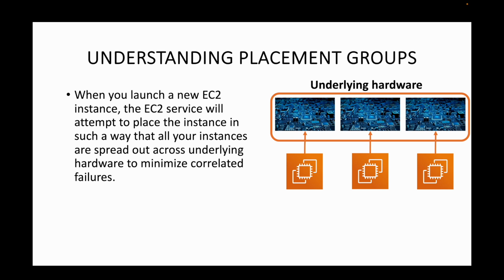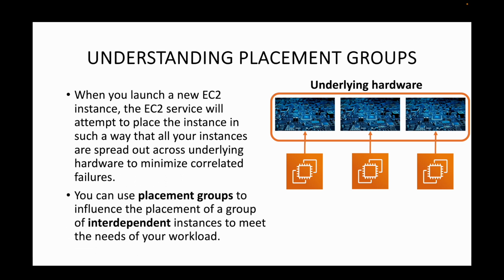Now, why does your EC2 service do this? This is mainly to avoid or minimize correlated hardware failure. Assume that all of my instances are running on this hardware, and if something goes wrong with this hardware, then all of my instances are impacted. Likewise, if my instances are running on this hardware or on this hardware, and if there's an issue on that particular hardware, then all the instances are affected. To avoid that, your EC2 service will by default always spread your instances across this hardware so that we don't have these correlated failures. By default, that's what happens.